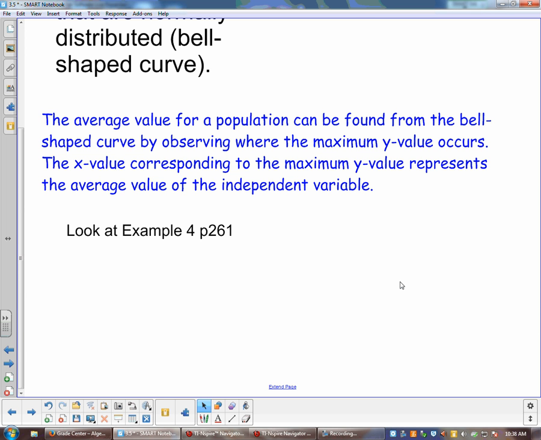What's wrong, Andrew? Okay, and nothing's coming up? Are you trying the one for example 4, or the one on the gift? Well, we're on example 4 on page 261 right now.